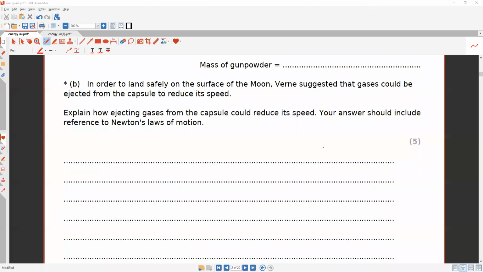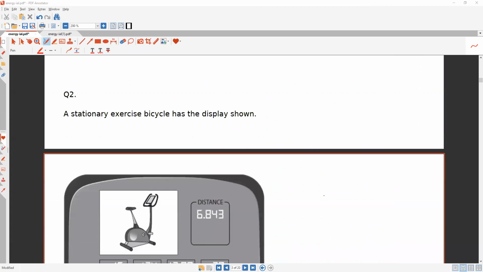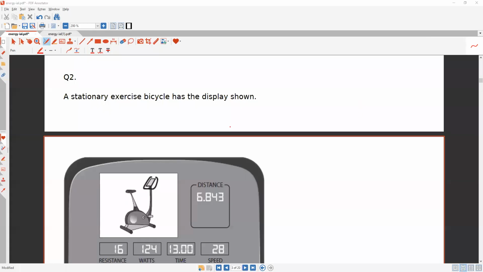In order to land safely on the surface of the moon, Verne suggested that gases could be ejected from the capsule to reduce its speed. You guys know this. I don't think I need to revise it. This is pretty easy. Newton's third law: every action has an equal and opposite reaction. So I'm not doing this. How many of you have doubts in question number 2? Anybody want a revision? I'll pause recording. So let's resume the class.